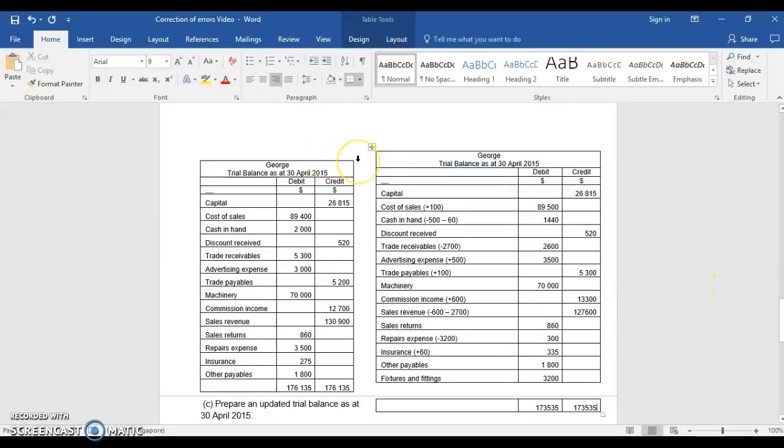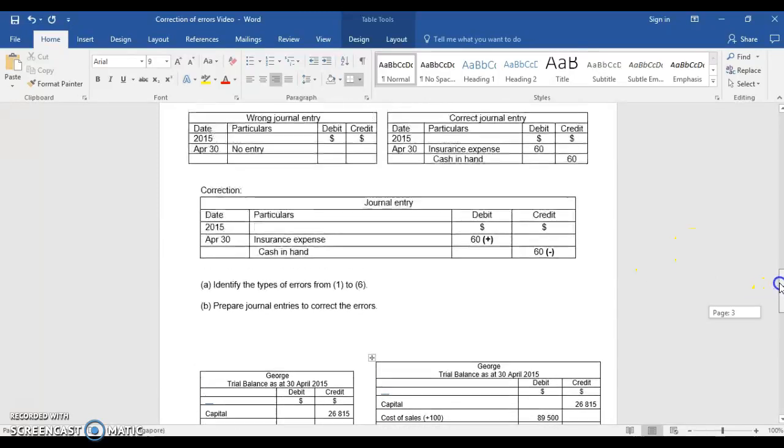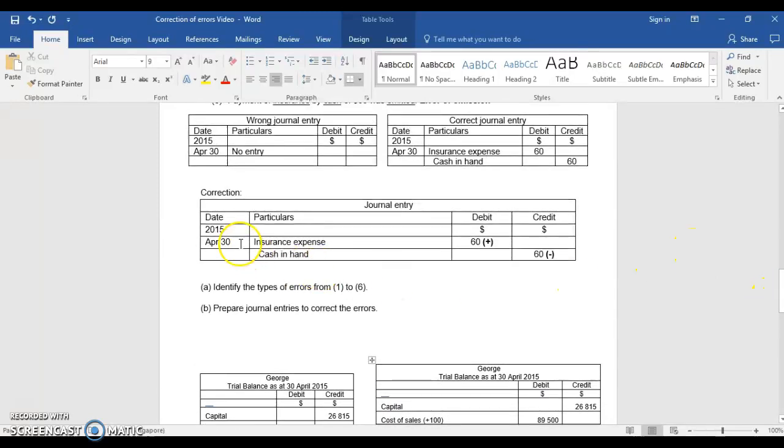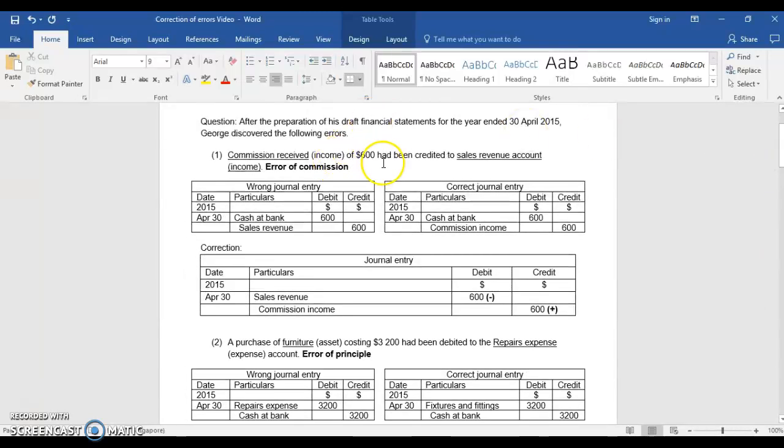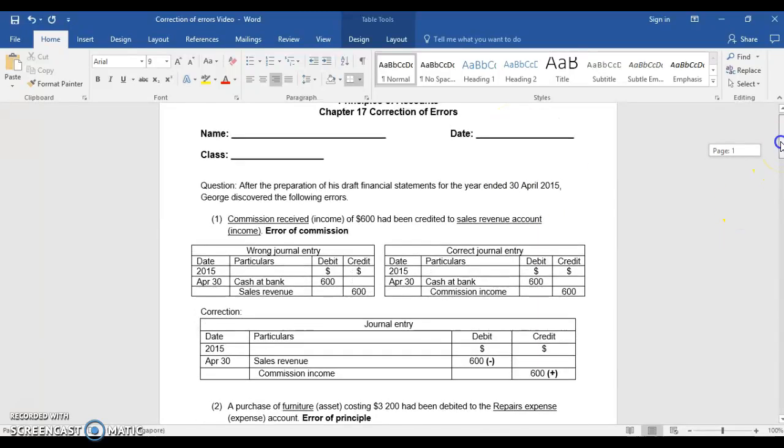Format wise, no difference. So you just make sure you have got your titles, the correct date, and debits and credits on the right side. Now, just to take note as well, for any adjustments that you have, make sure that the date for the journal entries is on the last day of the financial year. So this one, as the question is given, the last day as 30th of April, so we're going to take that date as the date for error correction.